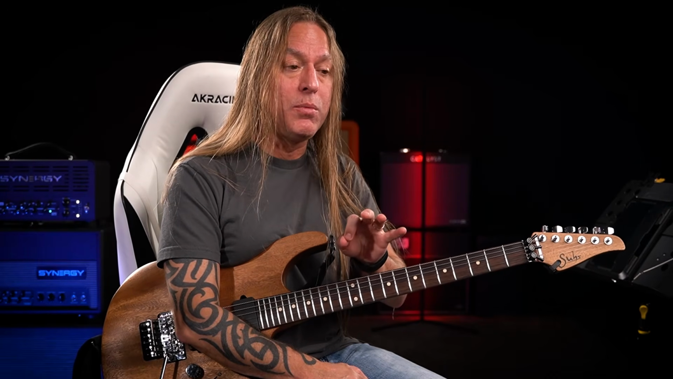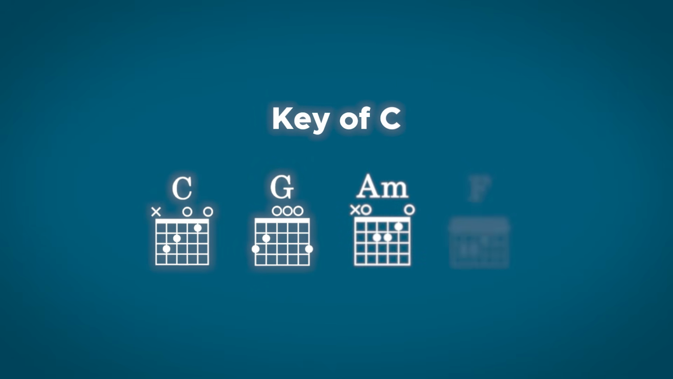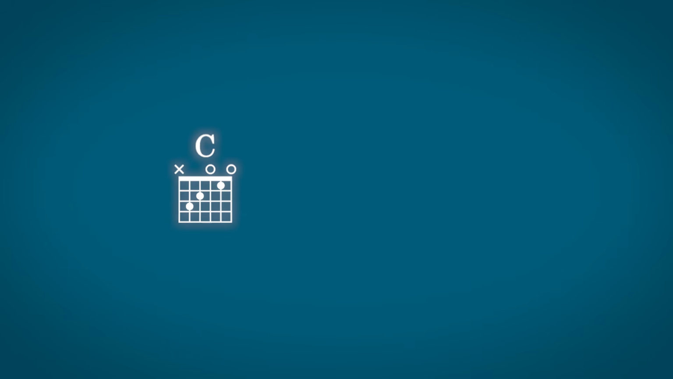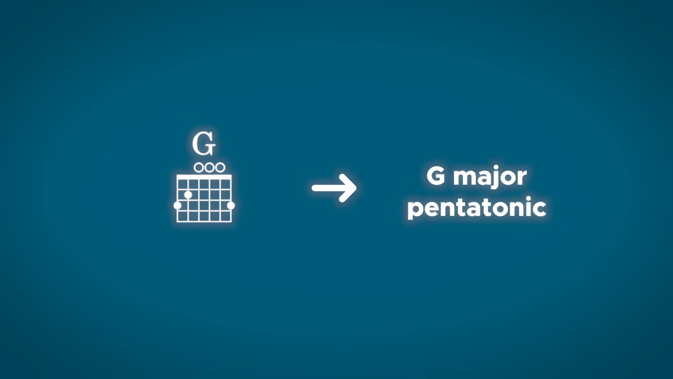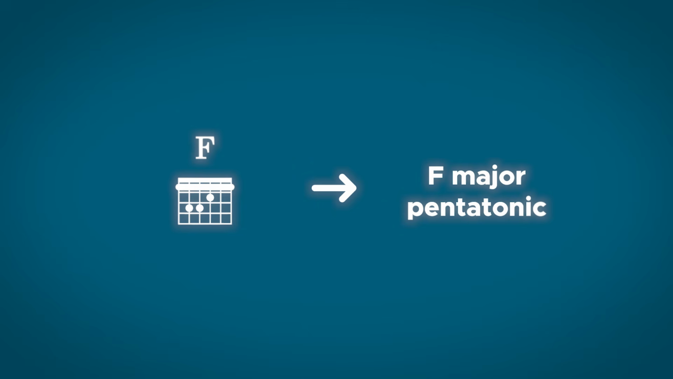So my example would be my chord progression is going to be in the key of C. So I'm playing C major, G major, A minor, and F major. Now, all four of those chords fit in the key of C. So the idea here is that over the C major chord, I'm going to solo in C major pentatonic. Over the G major chord, I'm going to solo in G major pentatonic. Over the A minor chord, I'm going to solo in A minor pentatonic. And then over the F, I'm going to solo in F major pentatonic.